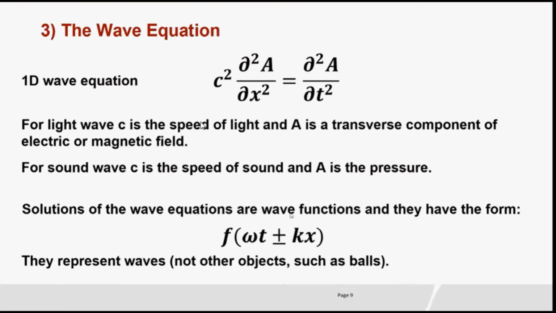Solutions of the wave equation are wave functions, and they have this form, where omega is 2 pi f, so f is a frequency, t is time, k is a propagation constant, and x is a space variable. This wave function represents a wave, for example, a sine wave or a combination of sine waves, but it doesn't represent a ball or something else. It just represents waves.